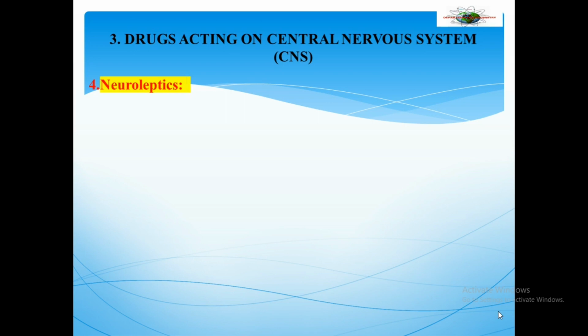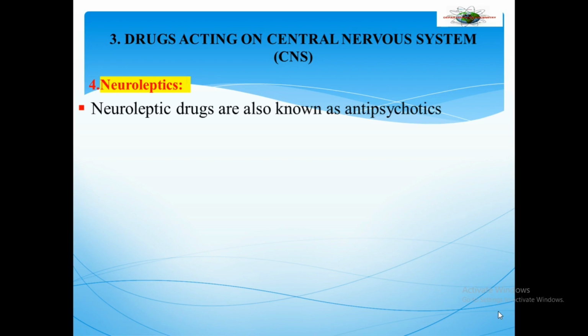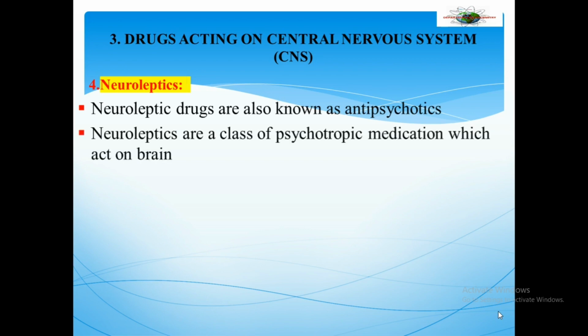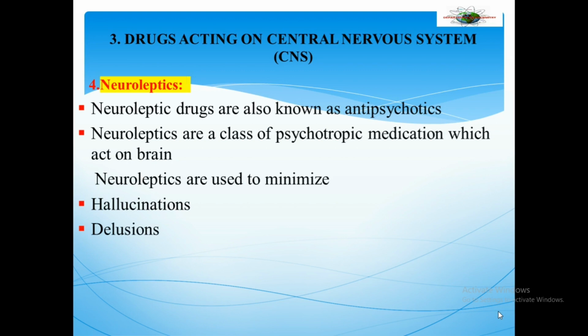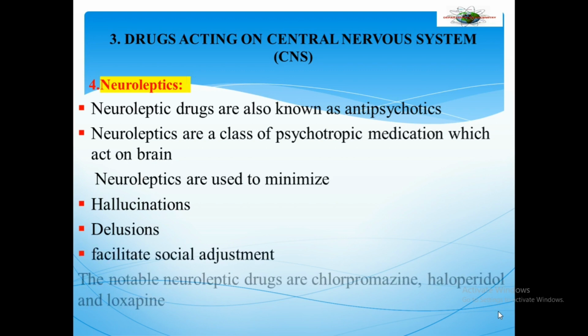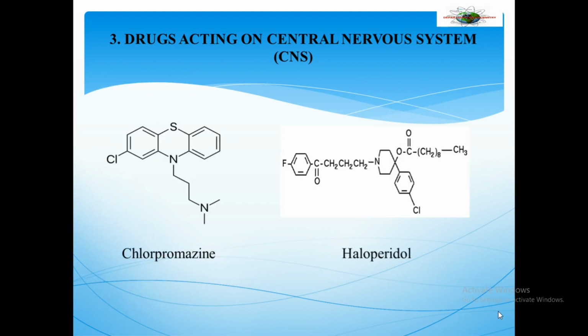Then last, selective modifiers of CNS drugs are neuroleptics. Neuroleptic drugs are also known as antipsychotics. Neuroleptics are a class of psychotropic medication which act on the brain. Neuroleptics are used to minimize hallucinations, delusions, and facilitate social adjustment. The notable neuroleptic drugs are chlorpromazine, haloperidol, and loxapine. These are the structures of chlorpromazine and haloperidol.